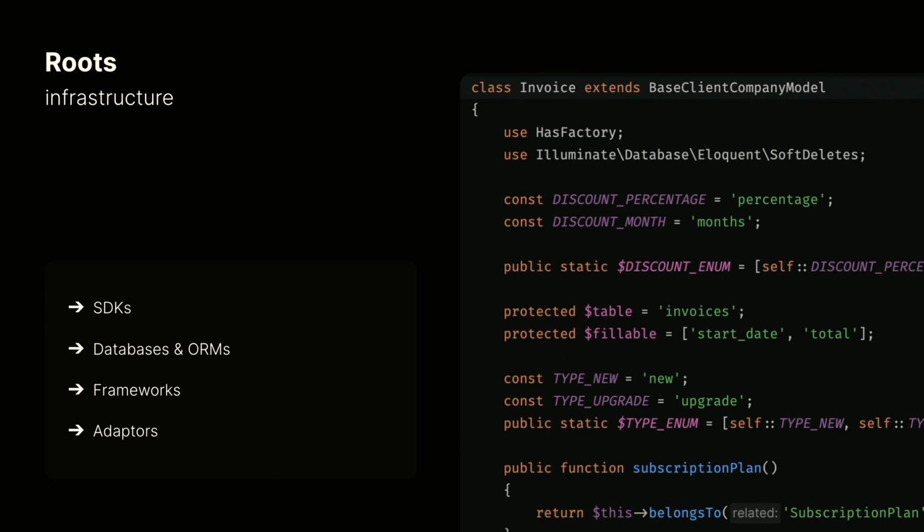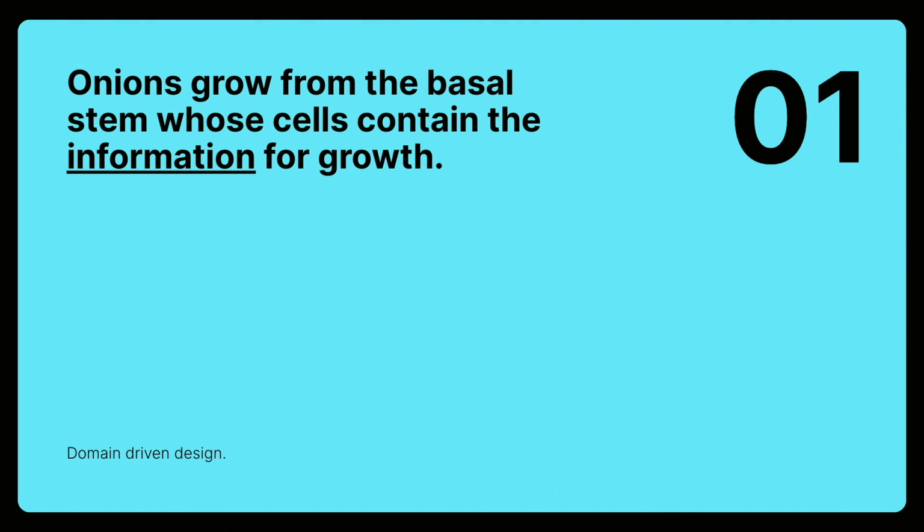Things in this layer are your ORM, your frameworks, adapters, SDKs, anything that is not core to your system and is brought in from elsewhere. So now that we know what exactly the inside of an onion looks like and what the various layers are, I'd like to talk about how onions actually grow.